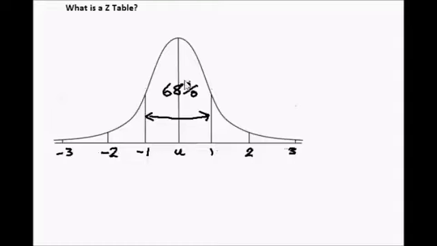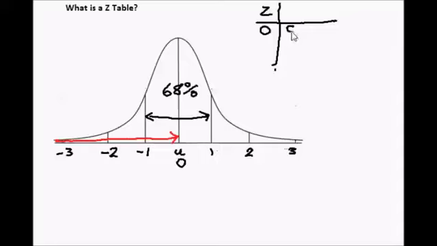Now a z-table won't give you the central area, but what it will give you is the area going from the left like this. So if you look up a z-score of 0 in the z-table, that will equal 50%. But in the z-table, it's going to be a decimal, 0.5. 0.5 is 50% written as a decimal.